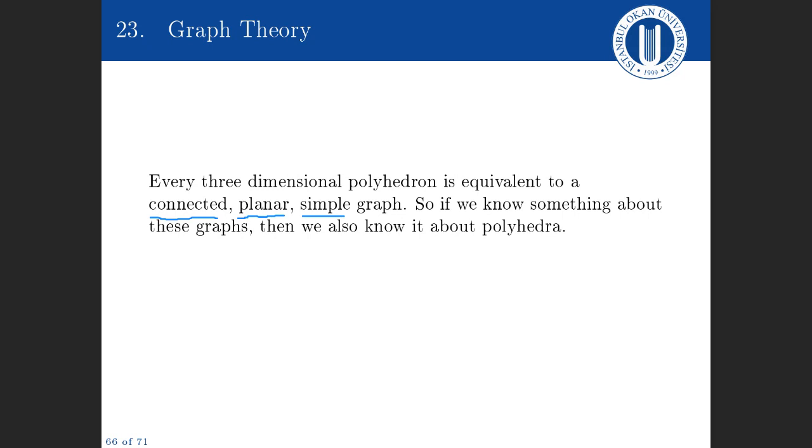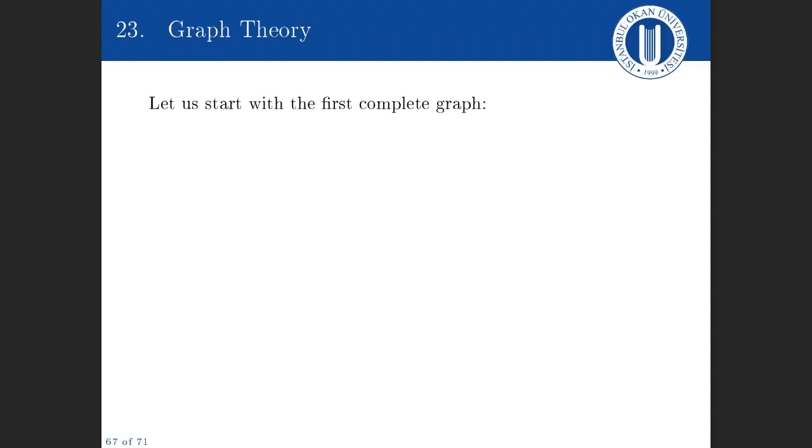So the idea is, if we know something about these graphs, then we also know it about polyhedra. And this is something we do in maths a lot. We change a problem into a completely different problem. We solve the different problem, and then we know something about the first problem. So what do we know about these graphs? Let's start with the first complete graph.